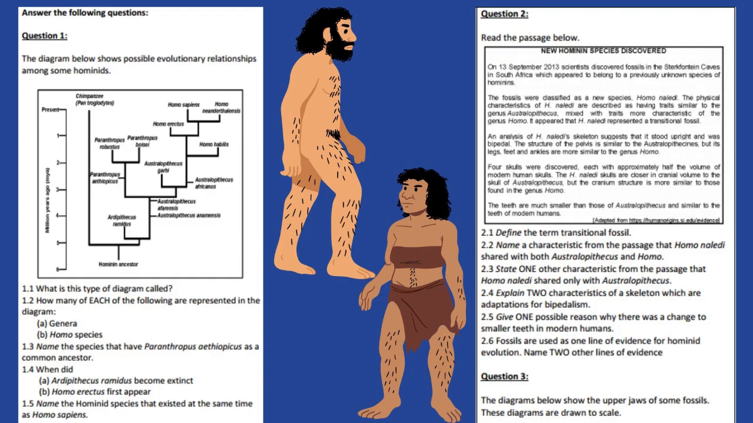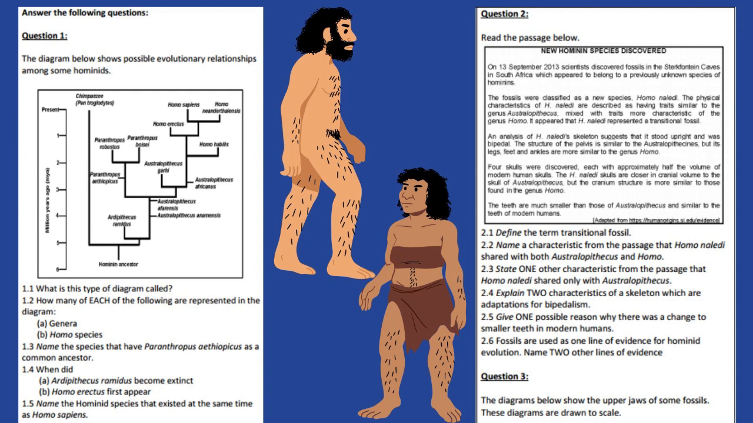Question 1. The diagram below shows possible evolutionary relationships among some hominids. 1.1 What is this type of diagram called? 1.2 How many of each of the following are represented in the diagram? A. Genera. B. Homo species. 1.3 Name the species that have Paranthropus ethiopicus as a common ancestor.